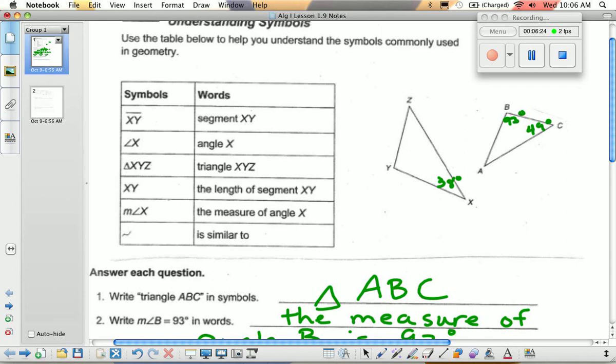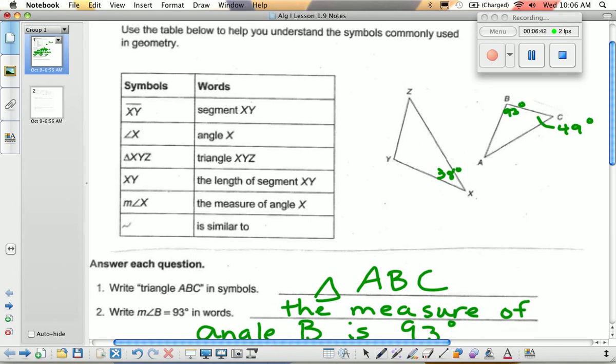If you write pen big and you don't want to have to put it within the angle itself, another thing you could do is something like this. You could say 49 degrees, okay? You could do something like that also. Okay, then we also have some other things to label here.